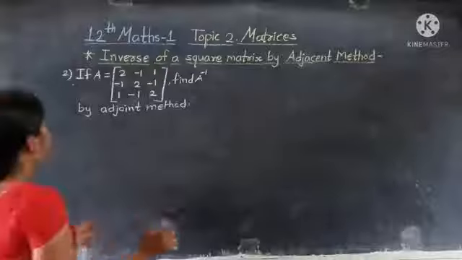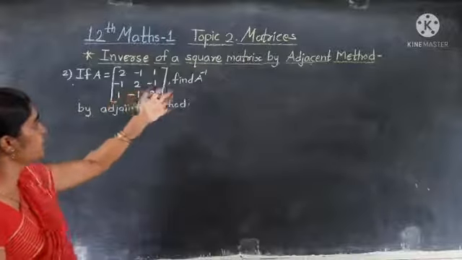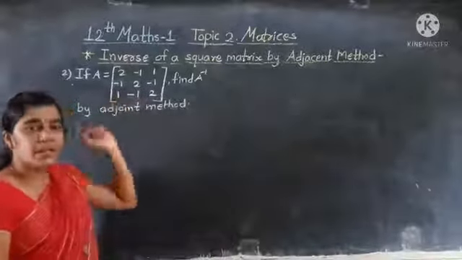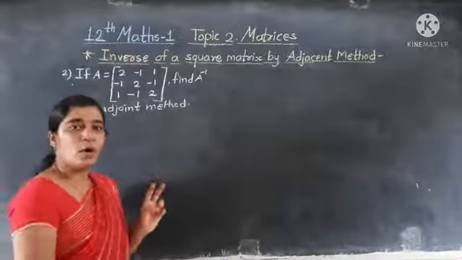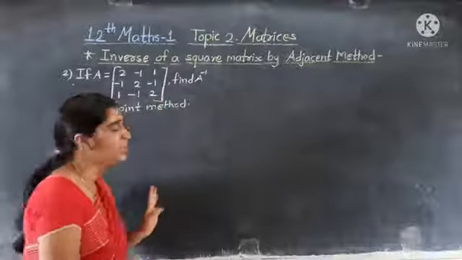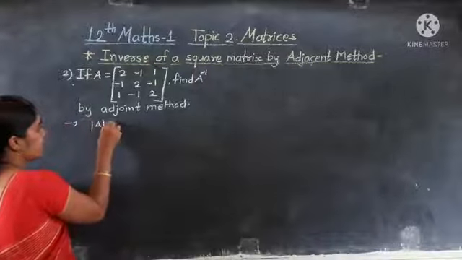Okay. See students, second example. If A is the given matrix, find A inverse by the adjoint method. In the first example, the matrix A was of order 2 by 2. This one is of order 3 by 3. Okay. So first thing, you write the determinant A.